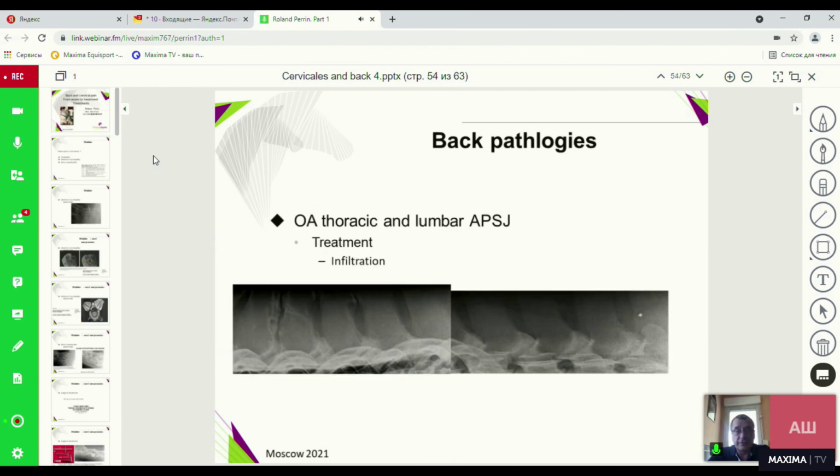After, you have the lumbar and the thoracic osteoarthritis.